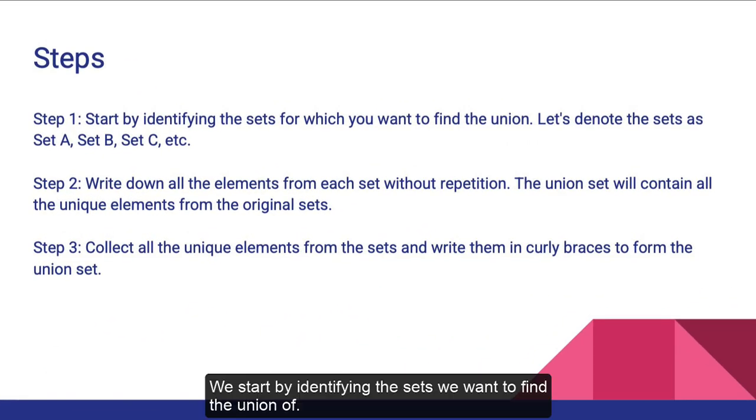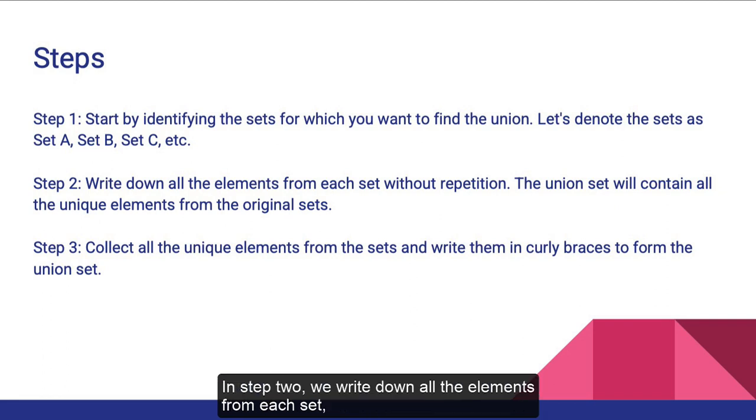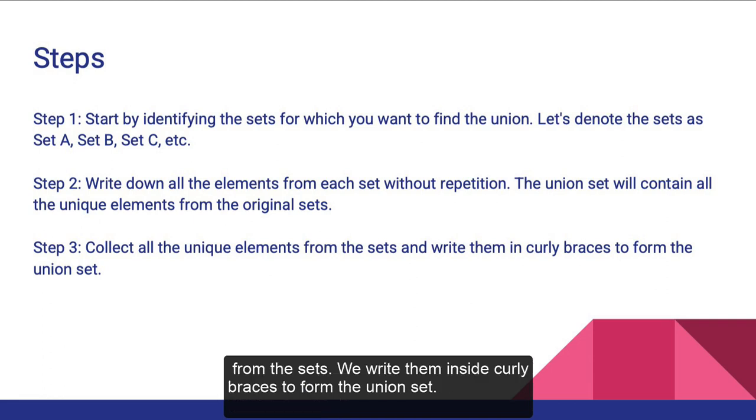We start by identifying the sets we want to find the union of. Let's denote them as set A, set B, set C. In step 2, we write down all the elements from each set, but we do it without repeating any. This ensures that the union set contains only unique elements from the original sets. Finally, in step 3, we collect all these unique elements from the sets. We write them inside curly braces to form the union set.